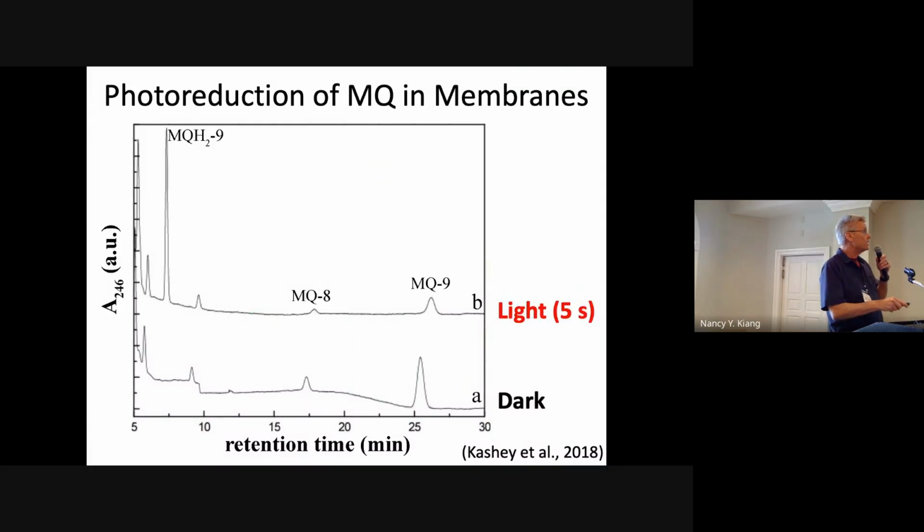A number of years ago, we did an experiment with Heliobacterial membranes, and if we expose them to light for just a few seconds, the menaquinone went down and the menaquinol came up. So it looks like the reaction center can reduce quinone to quinol, which is unusual for a type 1 reaction center, right?